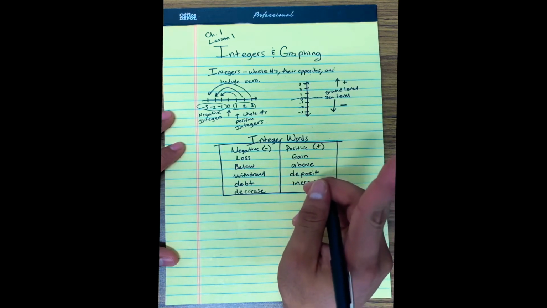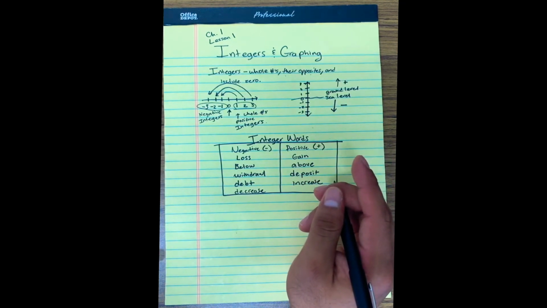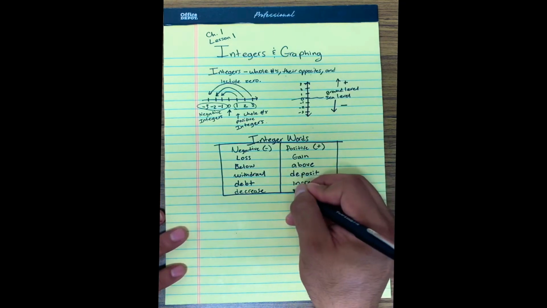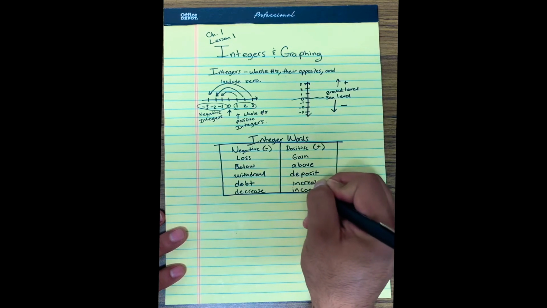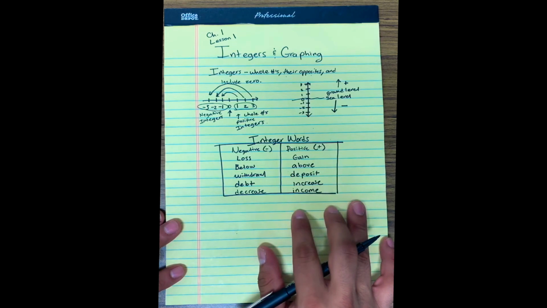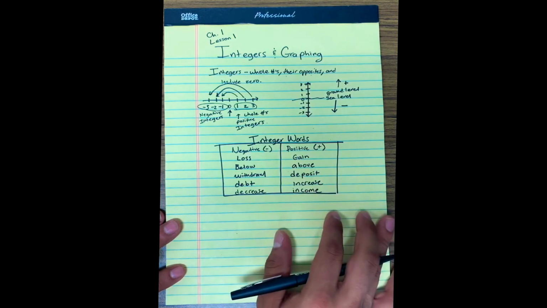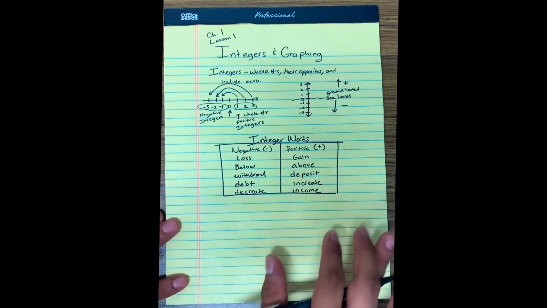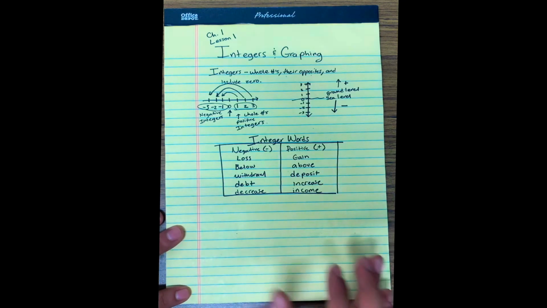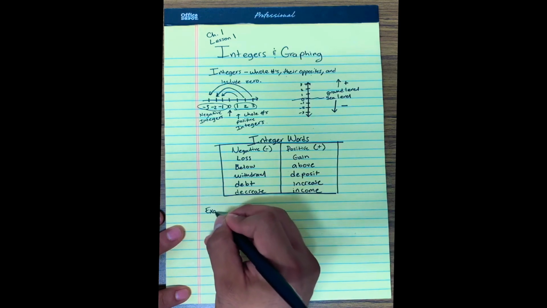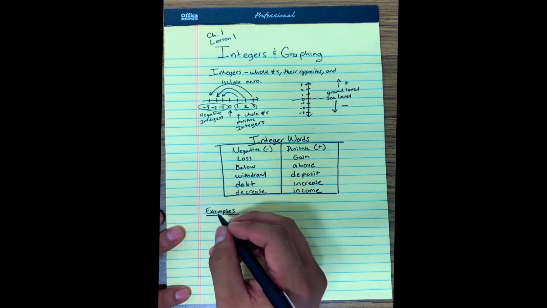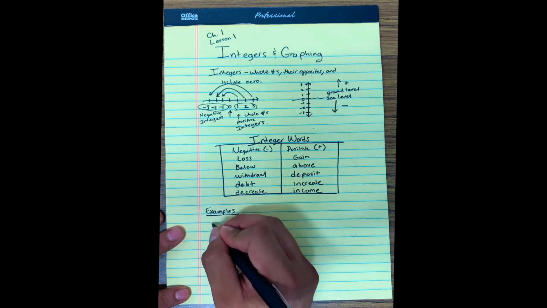A word like decrease can represent a negative integer. For example, a decrease of 3 inches, right? That would mean decrease represents a negative integer. Decrease of 3 inches, you can represent that situation with a negative 3. And another word for positive could be income, because that's money that you're getting paid.